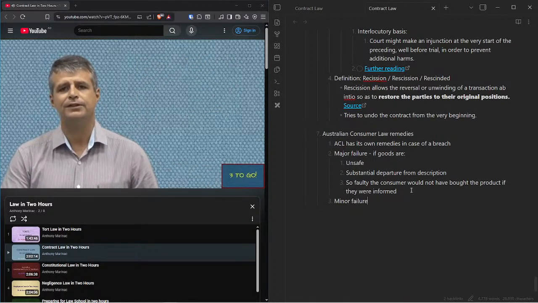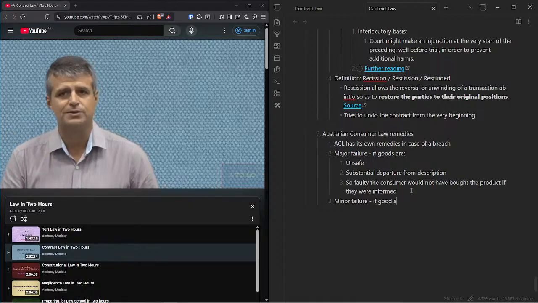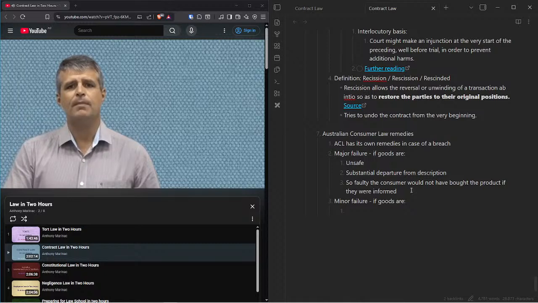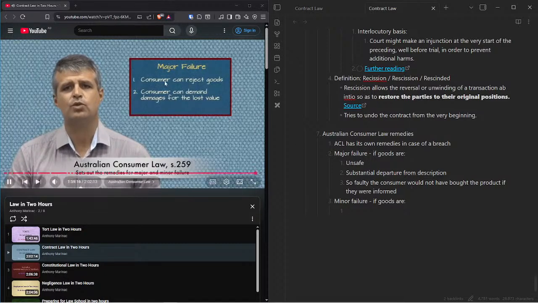Now, if a failure isn't major, if it doesn't meet those descriptions, then it's minor. In the case of a major failure, the consumer can reject the goods.